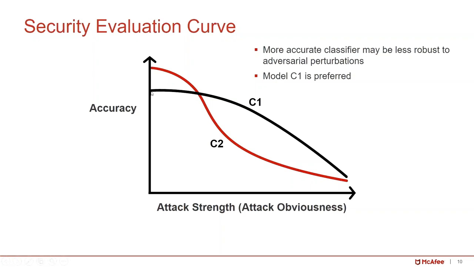In contrast to that, the black curve is the other system, C1. Even though when we don't have the attack, the accuracy is a little bit lower than C2, it keeps robust or resilient to this type of attack when attack strength gets stronger and stronger. So in this case, we will prefer C1 over C2 because it is more robust to adversary perturbation. So that's what I want you to understand. Basically, in addition to measuring the accuracy, we also measure the robustness of the system.